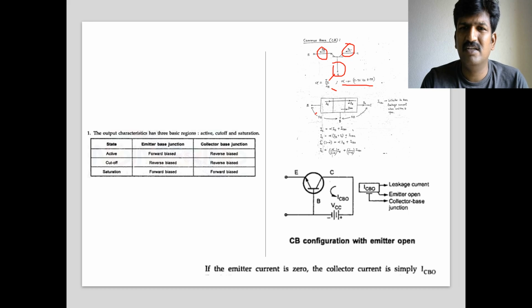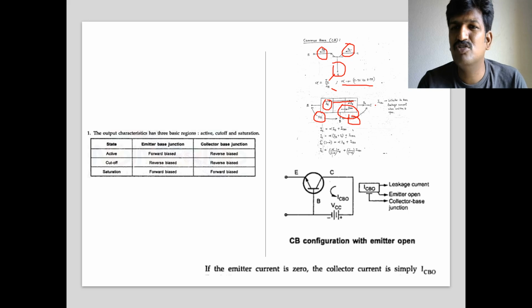You can also understand here that the base to emitter junction is forward biased and the collector to base junction is reverse biased. IE is the emitter current. Part of that IE is moved to the collector, that is alpha IE. And one more current you can observe here, ICBO. This is the collector to base current when the emitter to base junction is open. So the collector current IC is equal to alpha IE plus ICBO.